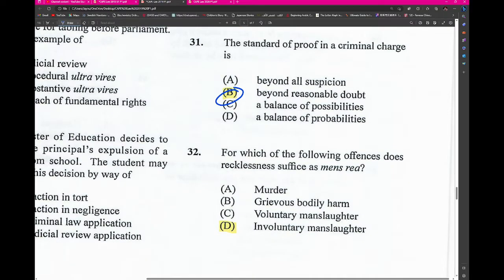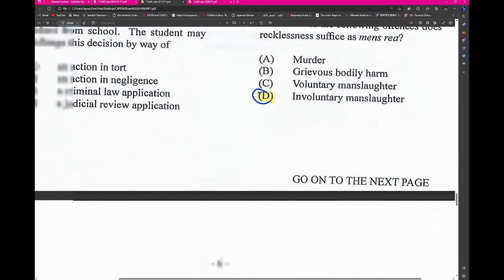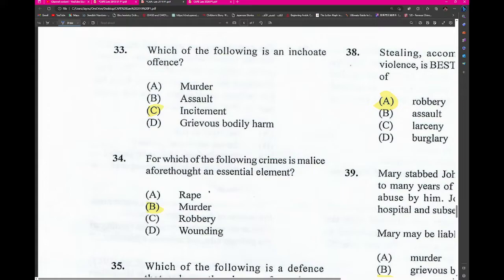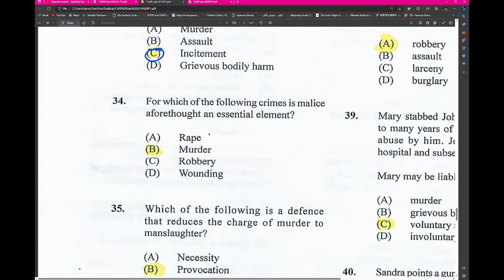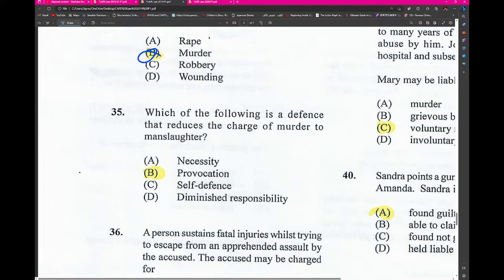Which of the following offenses does recklessness classify as mens rea? This is involuntary manslaughter. Which of the following is an inchoate offense? Incitement is inchoate. In which of the following crimes is malice aforethought an essential element? This is murder. Which of the following is a defense that reduces the charge of murder to manslaughter? Provocation.